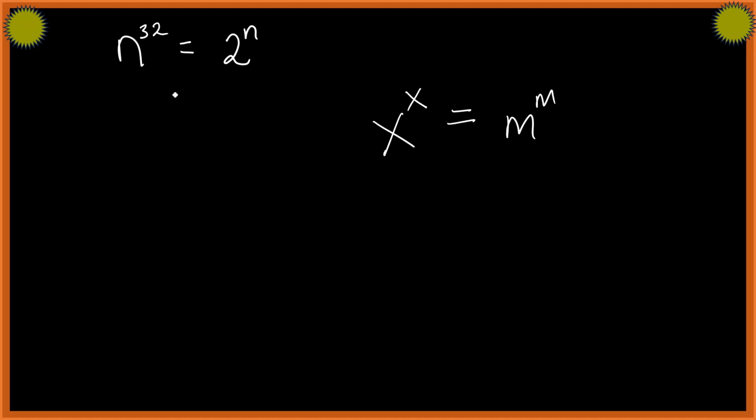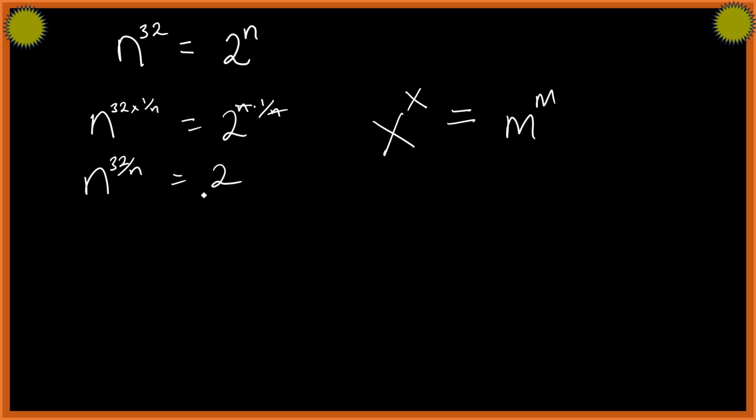What we are going to do is bring the n to the left. We multiply both powers by 1 over n. The idea is to get rid of the n on the right. Going back, this one will cancel this, so we have n raised to 32 on n equals 2.